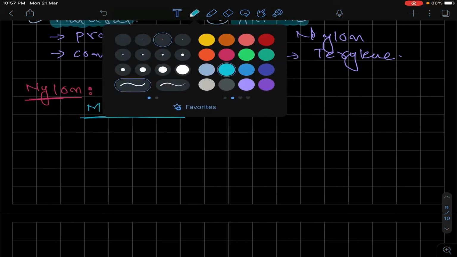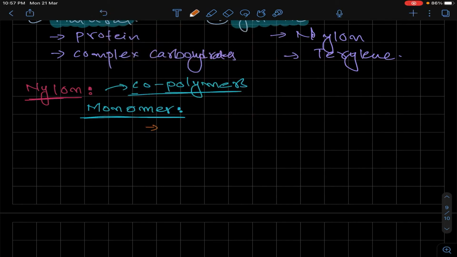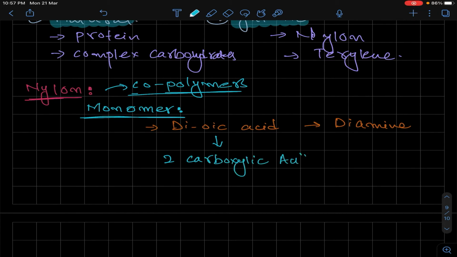So the monomers of nylon are dioic acid and diamine, right? So we have two different monomers from which nylon would be formed, dioic acid and diamine. Now, what is meant by dioic acid? Dioic acid means an organic compound which has two carboxylic acid groups present. Carboxylic acid is represented by C double bond O OH. So any structure which has two of these carboxylic acid groups would be known as dioic acid.